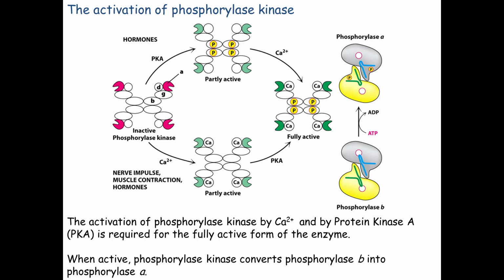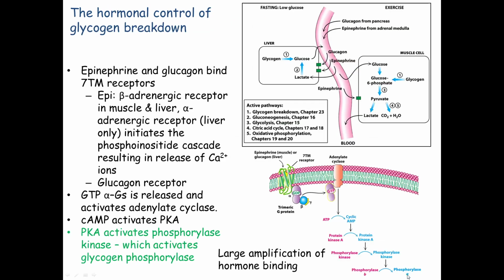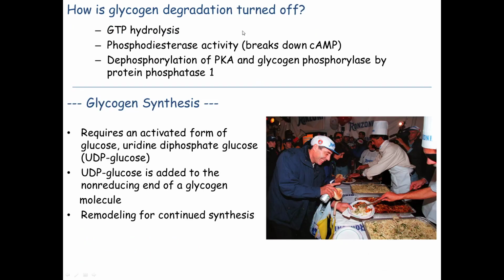I don't want that to stay on forever. To turn it off, I need to remove this phosphate. I need to cut it back off. Same thing here. I go from phosphorylase A in blue back to the red in B here. So that needs to be turned off. How do we do that? Well, I just simply cut the phosphate off.